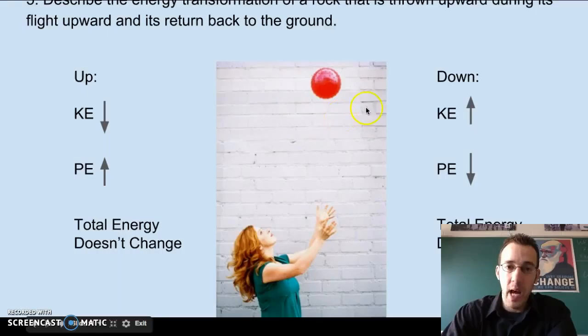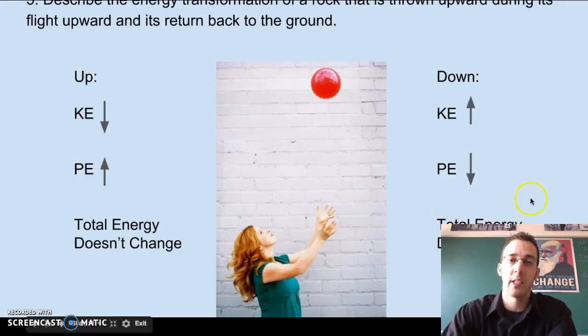When it reaches the tippy top, it stops moving for just an instant and all the energy is turned into potential. On its way back down, however, it's getting faster and faster as it approaches the ground. So the kinetic energy is going to be getting larger because it's going faster. The potential energy is going to get smaller. Why? Because the height is getting smaller as it falls toward the ground. So as it gains kinetic energy, it loses the exact same amount of potential energy because the total amount of energy does not change.